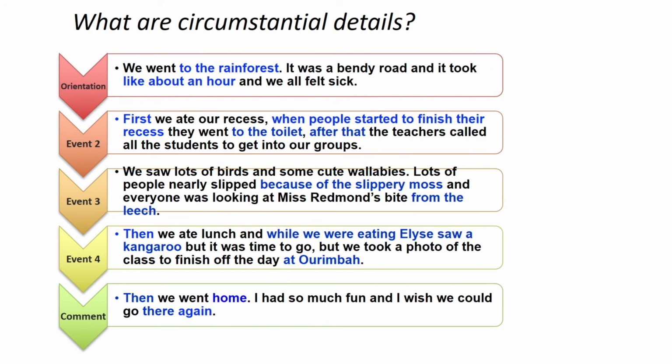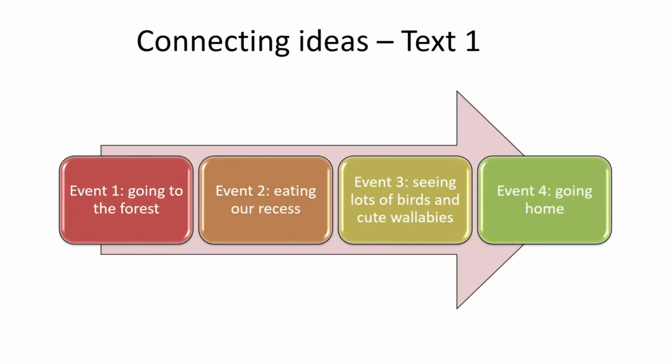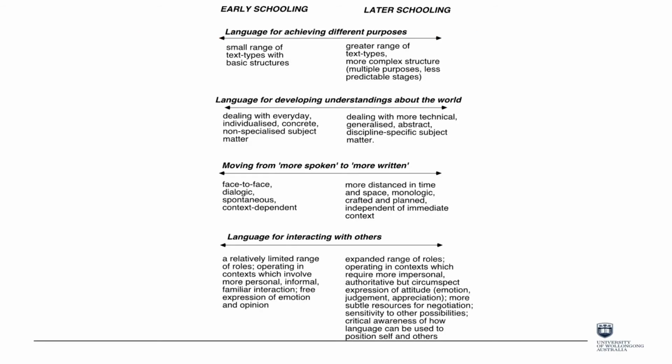The circumstantial information is a great resource to help students expand their meaning: what's happening and where the event happens. So we went to the rainforest. It took about an hour. First, when people started to go to the toilet, it began because of the slippery ledge, then. And ideas are moving from going to the forest, to eating, a very linear sequence of events.